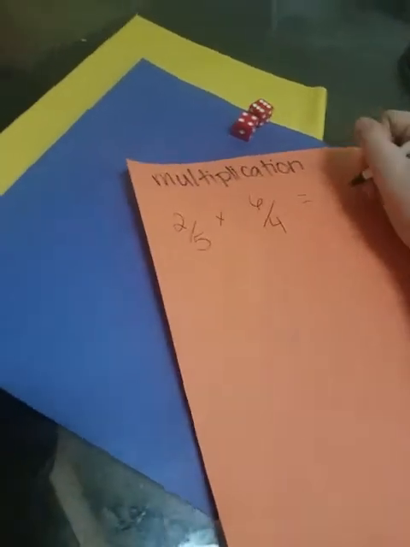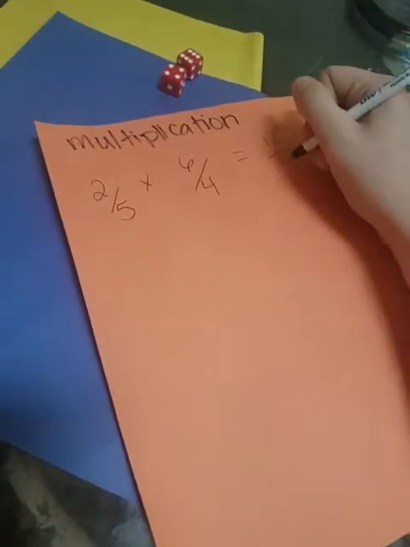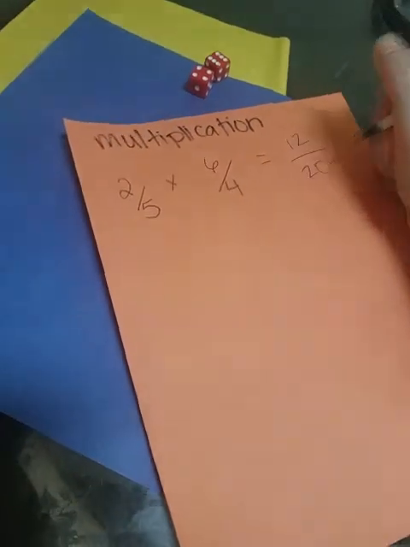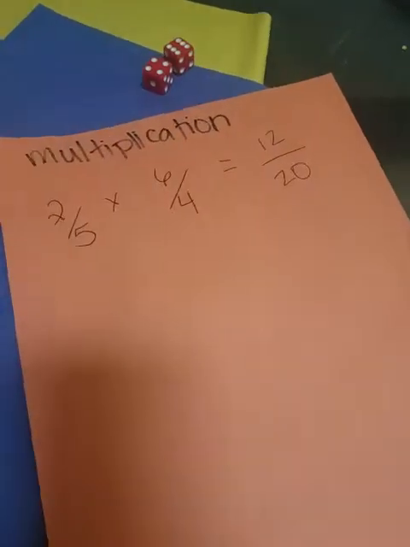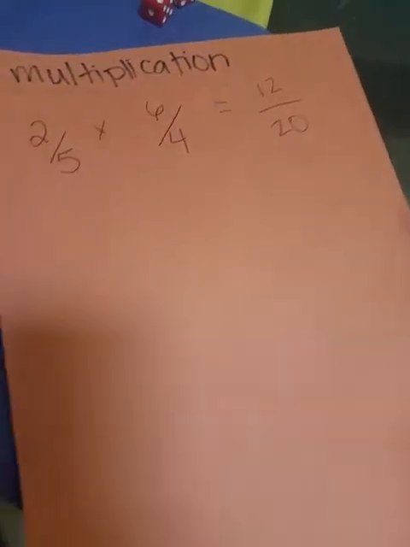We're going to multiply across. 6 times 2 is 12. We're going to multiply at the bottom. 5 times 4 is 20. So our first answer equals 12 twentieths.